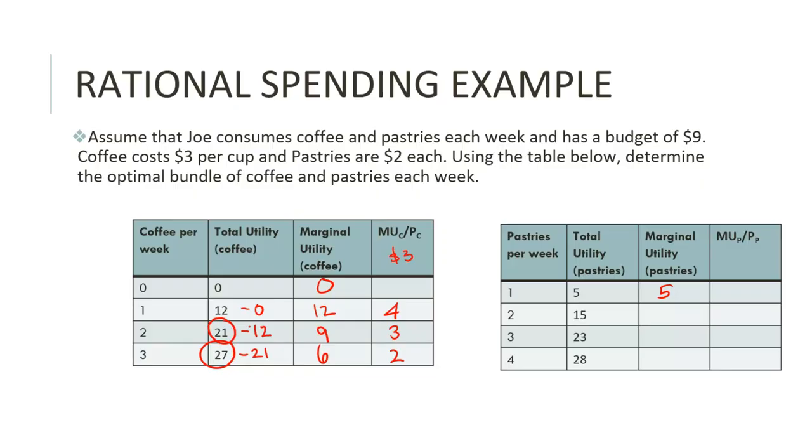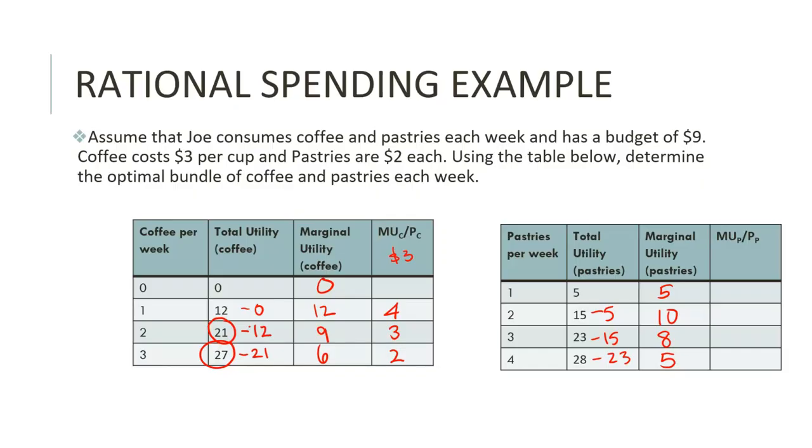All right, so hopefully you filled in this other side. So let's go over it. Okay, so 2 pastries. So 15, we want to minus the total of 1, which is 5. It's going to give us 10 extra utility. The next one, 23 minus 15, it's going to give us an extra utility of 8. And then for number 4, we get 28 minus 23, gives us an extra utility of 5.